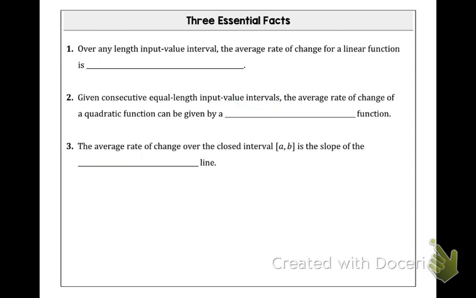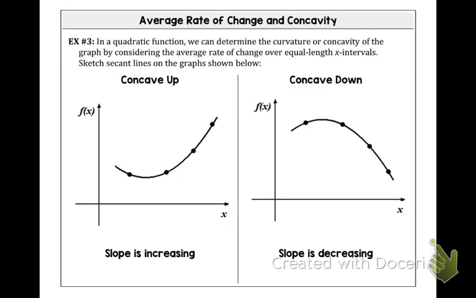Okay, example 3, concavity. So let's tie this to our concavity. In a quadratic function, we can determine the curvature or concavity of a graph by considering the average rate of change over equal length x intervals. So what we're going to do is sketch a bunch of secant lines on the graphs shown below. So if we wanted to find the slope of an increasing, I don't think this is supposed to say secant. I think that's supposed to be tangent. Change that. I don't know why we'd be finding the slopes of the secants.